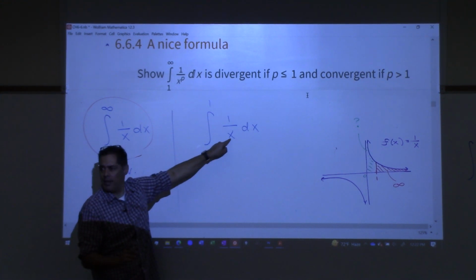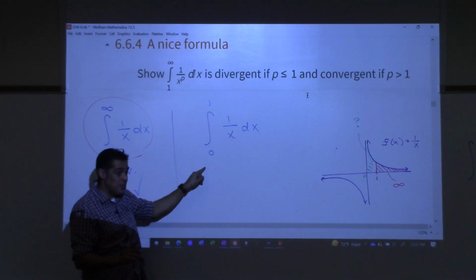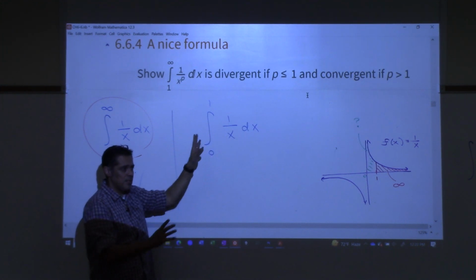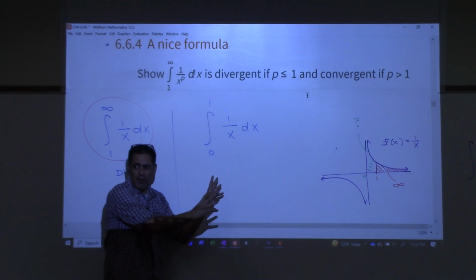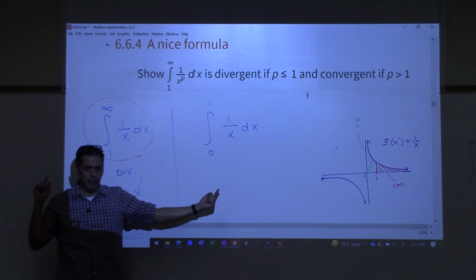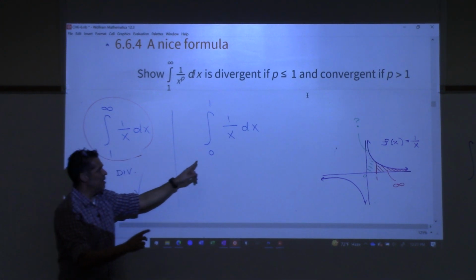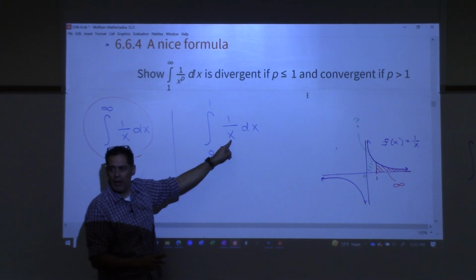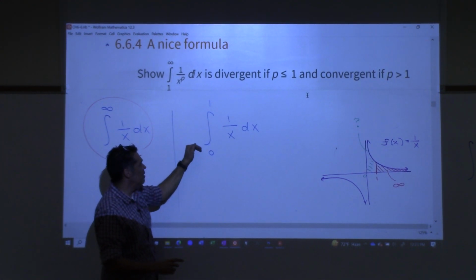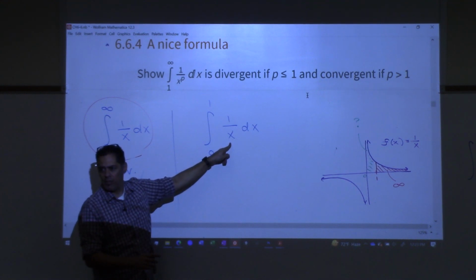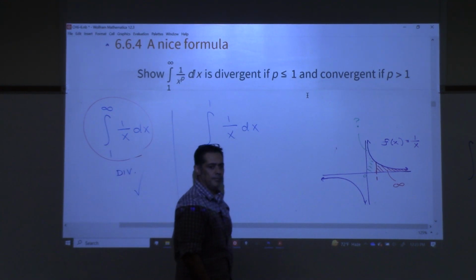0 can't be plugged in, right? We have an asymptote at 0. This is what we call a type 2 improper integral. See the difference between the two? We have infinity on one of the limits versus a discontinuity somewhere in the interval, a discontinuity of the function. That's type 2.